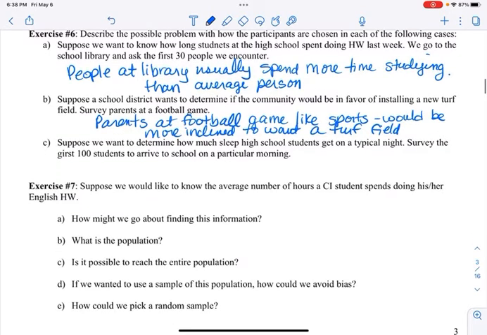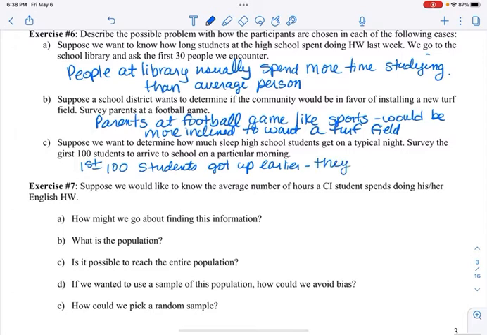All right. Suppose we want to determine how much sleep high school students get on a typical night. Survey the first 100 students to arrive to school on a particular morning. The problem with that is the first 100 students got up earlier. It's not a random sample. And if they got up earlier, now this might not be true, but if they got up earlier, then they are on time. It's not random.